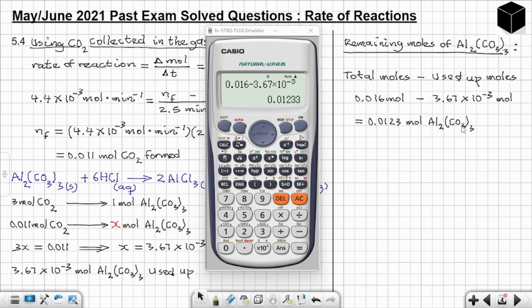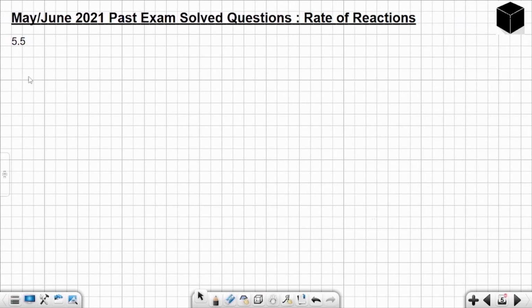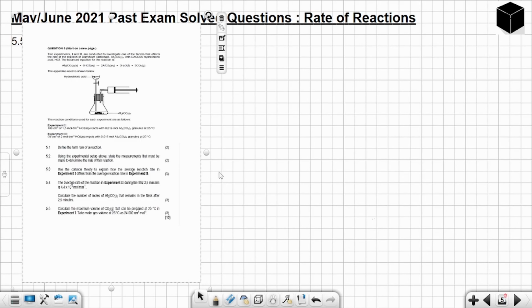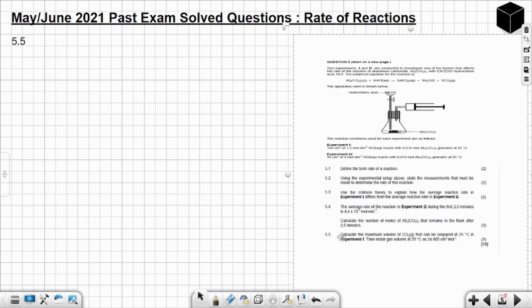Let's move on to the next question. I'm going to use the next slide. Now it's 5.5, I believe the last question. Let me get the question. Okay, this is our question. We are going to do 5.5: calculate the maximum volume of carbon dioxide that can be prepared at 25 degrees Celsius in experiment number 1. Take molar gas volume at 25 degrees Celsius as 24,000 cubic centimeter per mole.